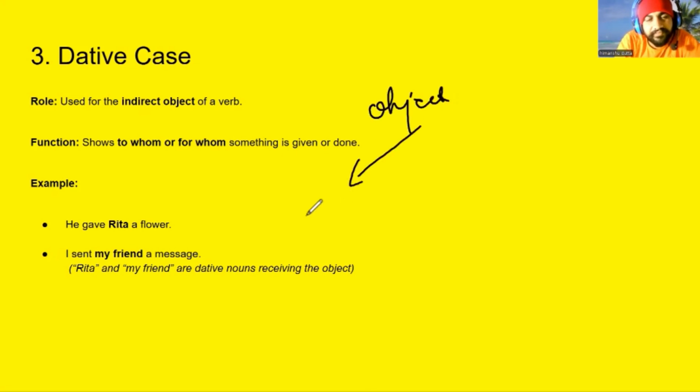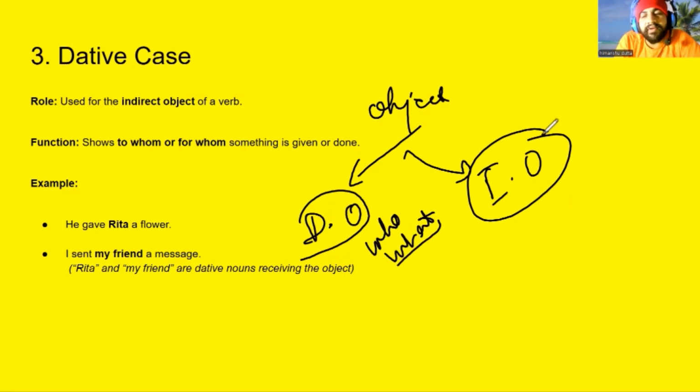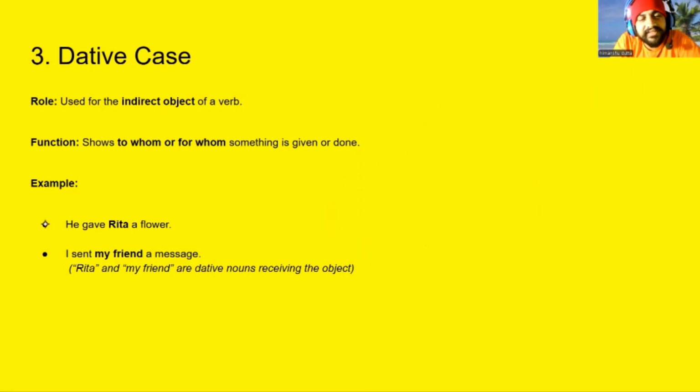One is the direct object and the other is the indirect object. When we get the answer to who or what, then we have the direct object. But when we get the answer to whom, then it is an indirect object. The dative case is usually used for the indirect object of the verb.